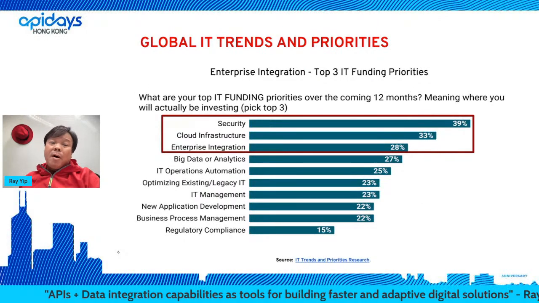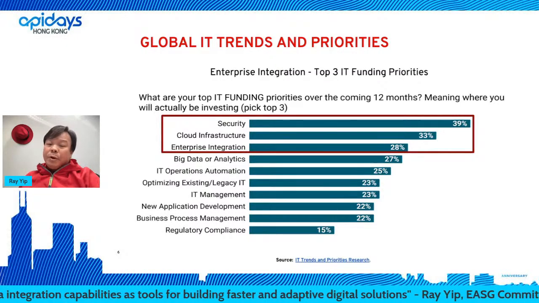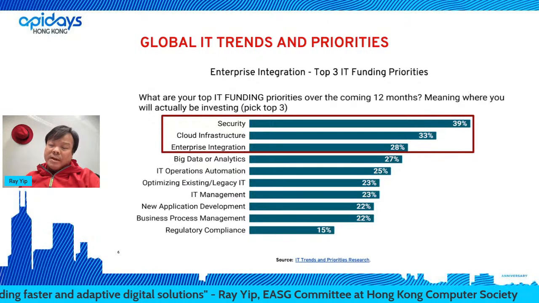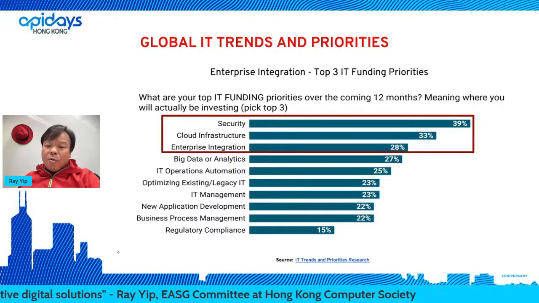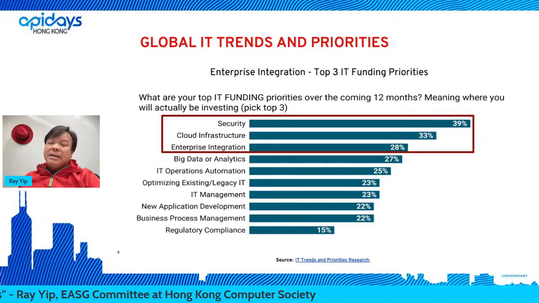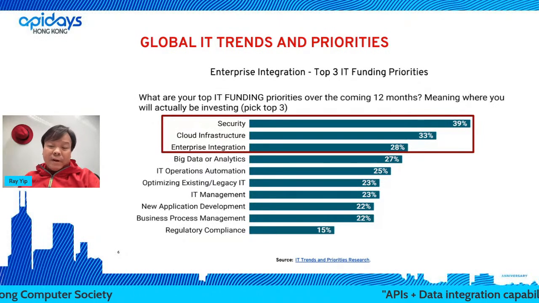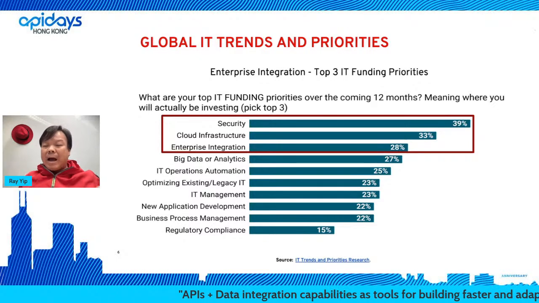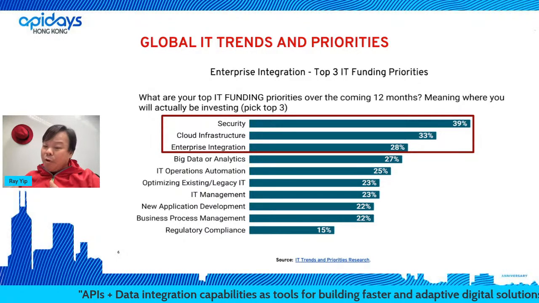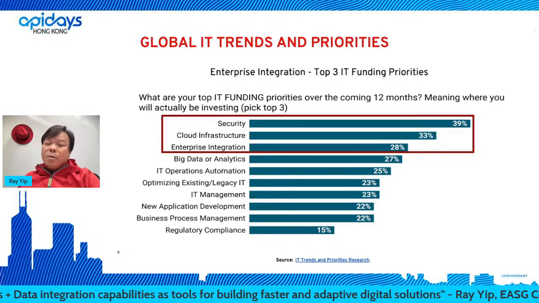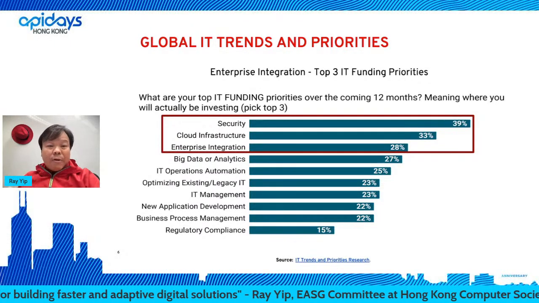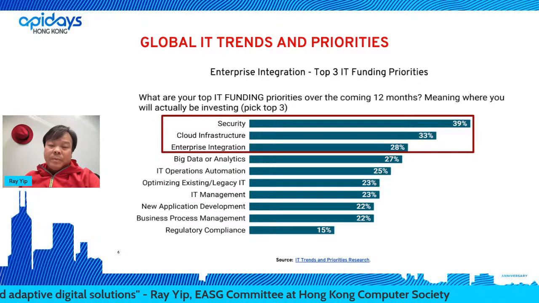We will see one more survey, from the global IT trends and priorities research, maybe two to three years ago. You can see that enterprise integration was in the top three of the IT funding priorities. According to the global survey with over 1,000 respondents, 75% of survey respondents were IT managers, directors, or C-level.